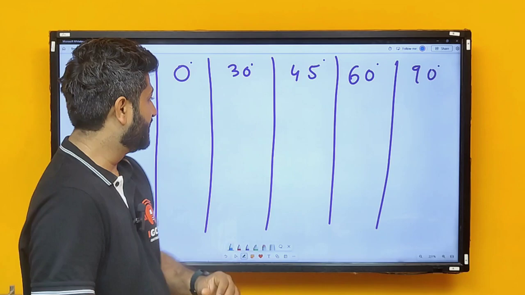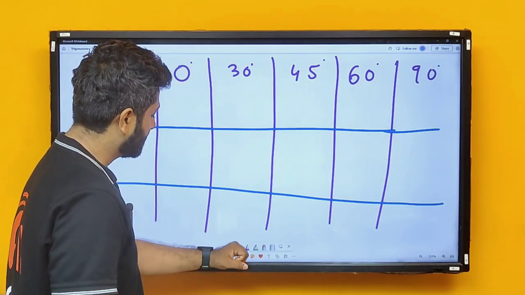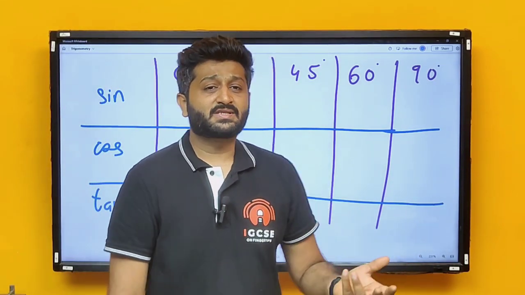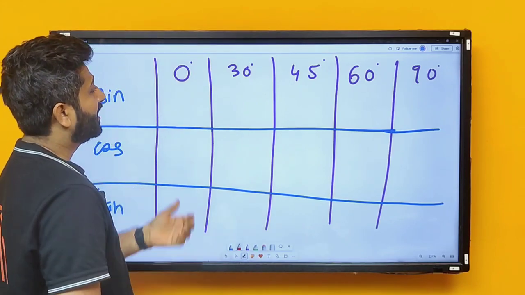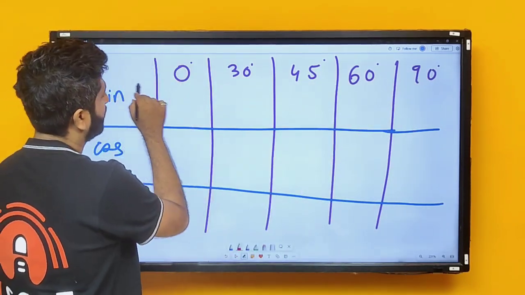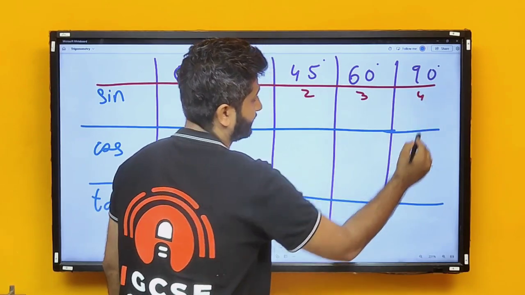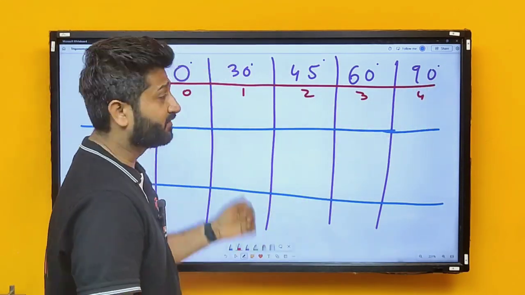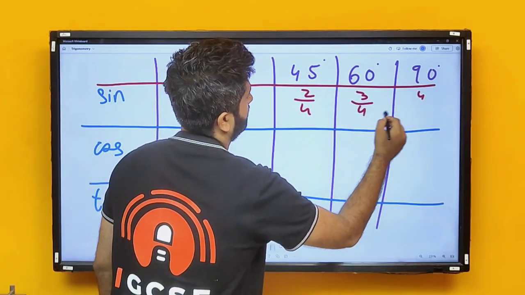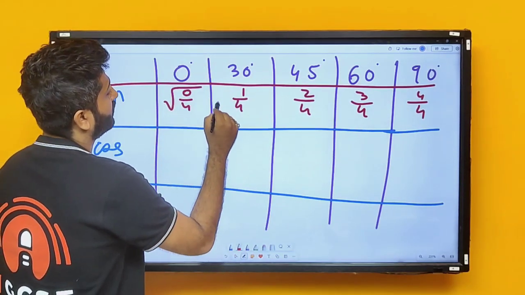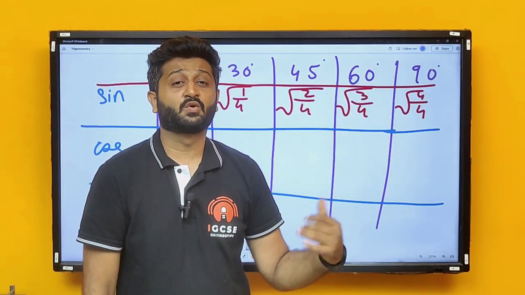Now I have a shortcut for remembering these values. What I used to do, even before the paper starts, is draw this table: 0, 30, 45, 60, 90. Now write from here 0, 1, 2, 3 and 4. Now divide all the numbers by 4, and take the square root of these numbers. So 0, 1, 2, 3, 4, divide by 4 and take the root of these numbers.